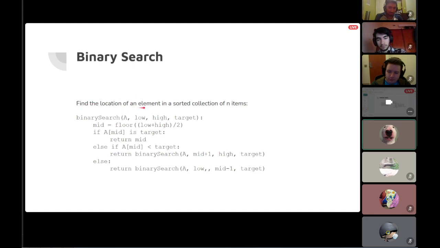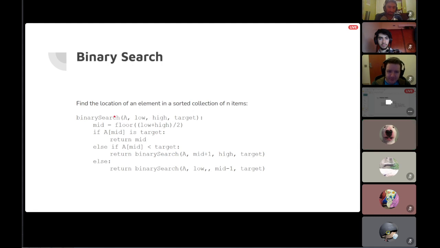So we want to find the location of an element in a sorted collection of n items. How do we do this? One way we could do it, if you're being naive, is you just iterate through the array until you find the item, and then once you find the item, you return. If you don't find the item, you get to the end of the array, then you return null. Now, the educated way to do this would be with binary search.